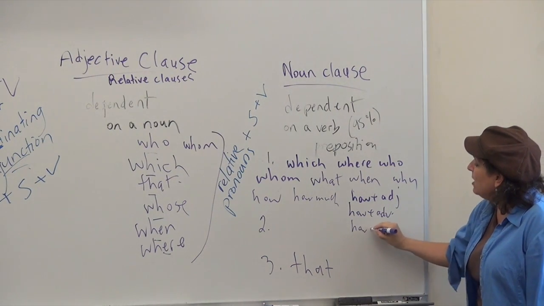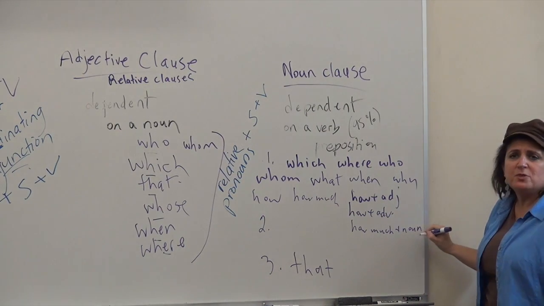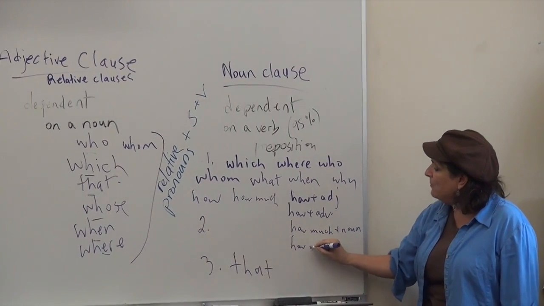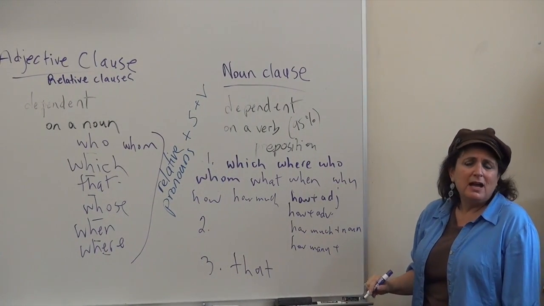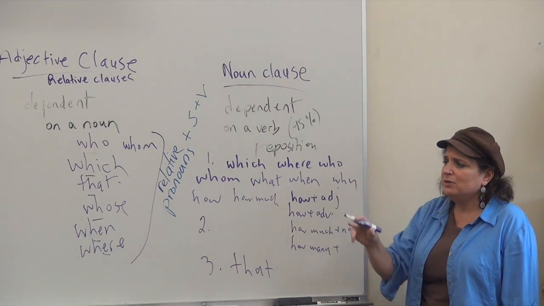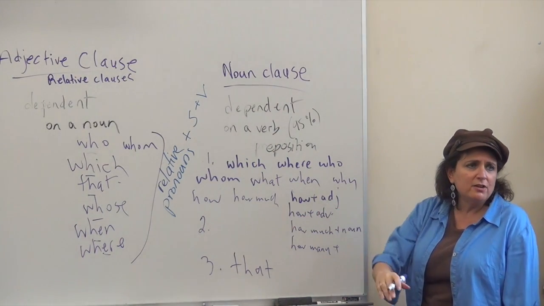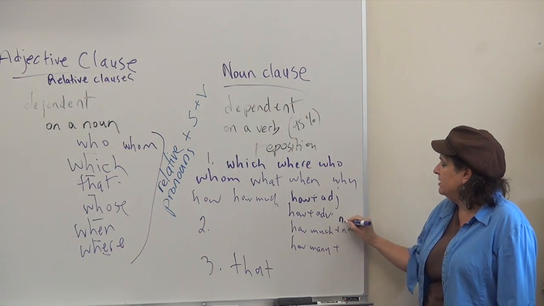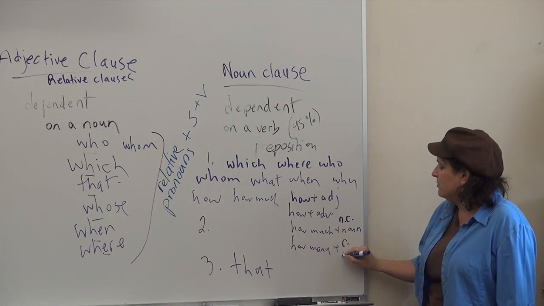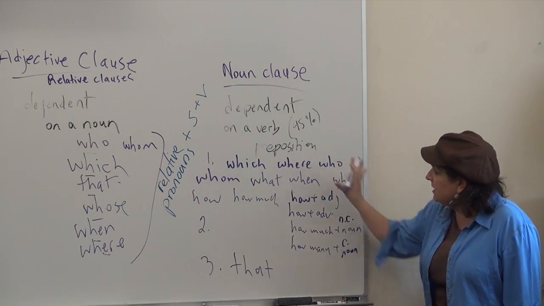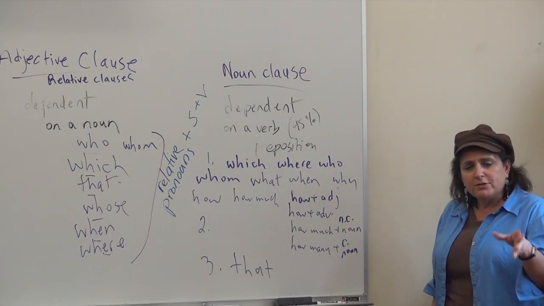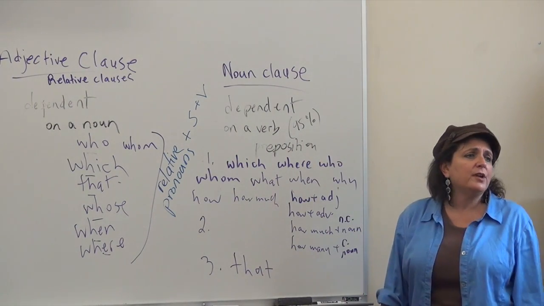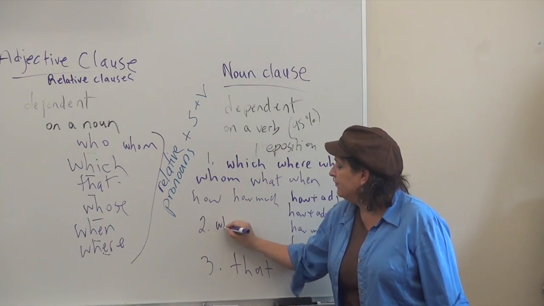I'm going to add how much plus a noun: how much money, how much time. Non-count. How many students? How many computers? How many books? How many chairs? So this is how much plus a non-count noun, and how many plus a count noun. All of these are words that can introduce noun clauses. One more category is whether or if.